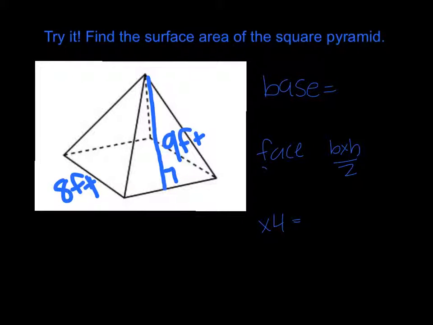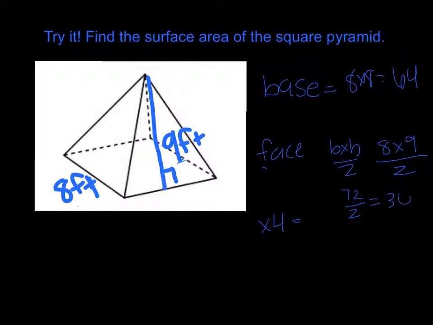Okay, so to find the base, I needed to look at the base of my, it looks like a square pyramid here, so 8 feet. And then I do base times height, so 8 times 8 gives me 64 feet squared. And then to find the face, I look at my base, which is 8, my height, which is 9, and then divide it by 2. 8 times 9 is 72, divided by 2 equals 36. I just knew that off the top of my head. If not, you could have divided it in half, and that would have been fine.